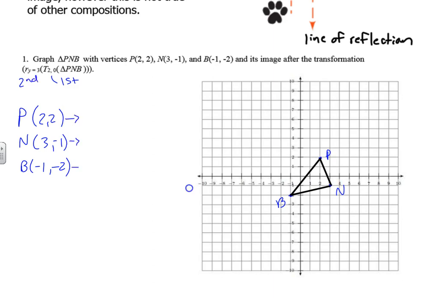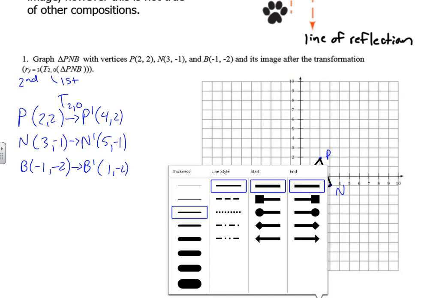I don't want to write too big because I have to fit two of these here. So we'll call this P prime, N prime, B prime. And what are we doing? A translation of (2, 0). That means we're going to add 2 to the x value and 0 to the y value. So that would be (4, 2), (5, -1), and (1, -2). I'm going to graph this over here in a different color, in green. So (4, 2).